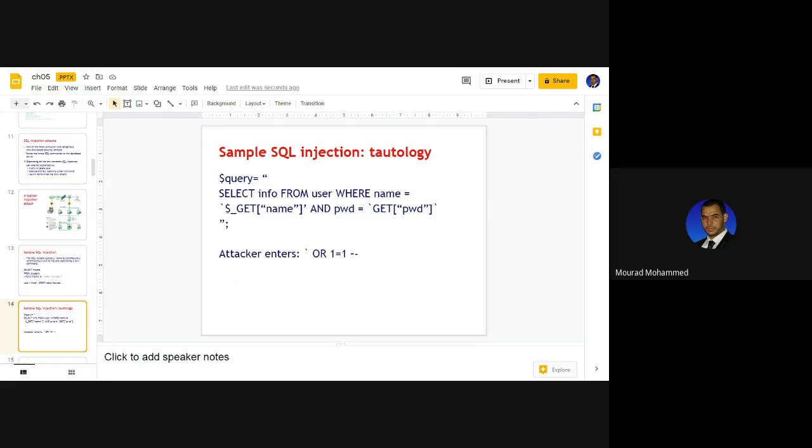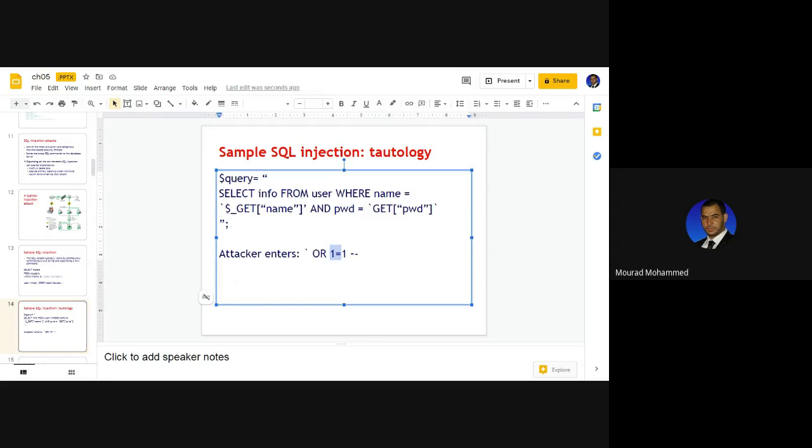The 1 equal to 1 attack. 1 is usually equal to 1. So is there any chance of finding an error when testing if 1 is equal to 1? Absolutely no. Usually it is true.